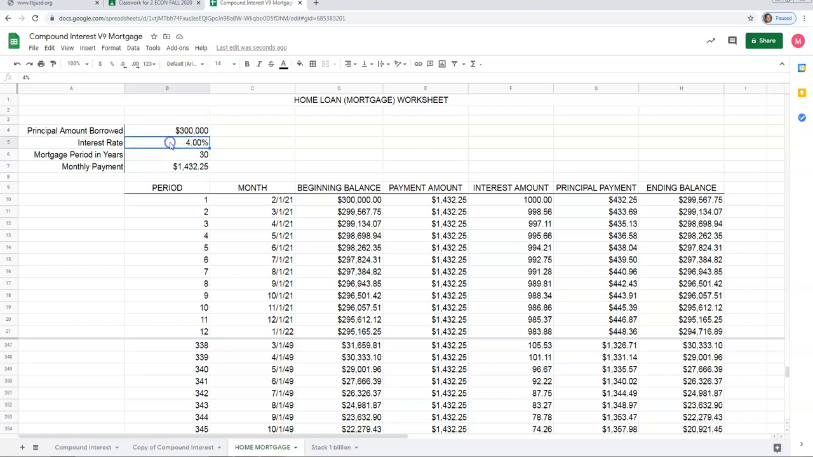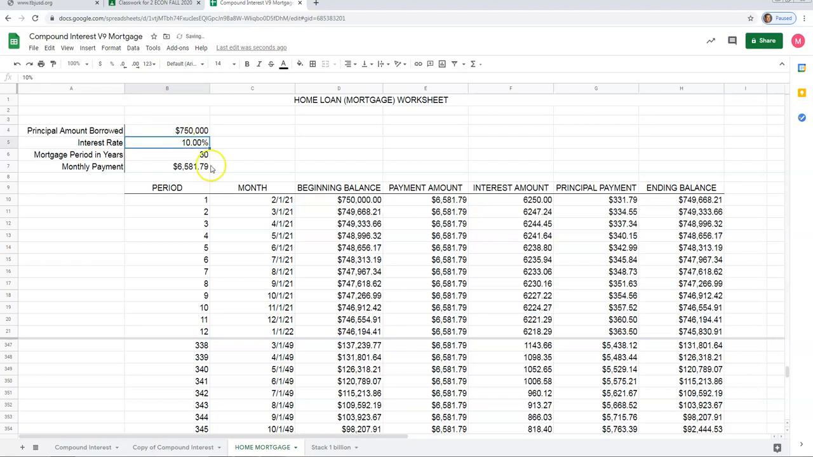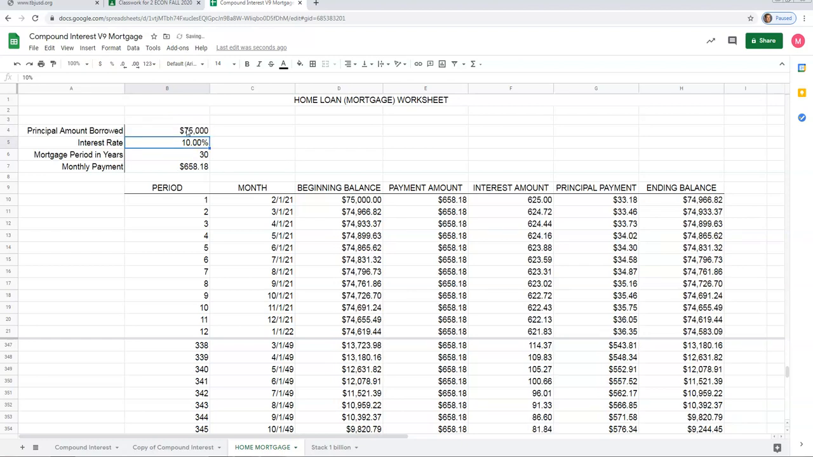We can change the interest rate. Let's make it 3%, and you can see all of our numbers change. Let's change it to 10%. Big difference in payments, as you can see. I can tell you this, when I bought my first house, the interest rate was 10%. I remember the first house we bought was like $75,000. This is a long time ago. $75,000 house, not $750,000. And that was about what our payment was, $658.